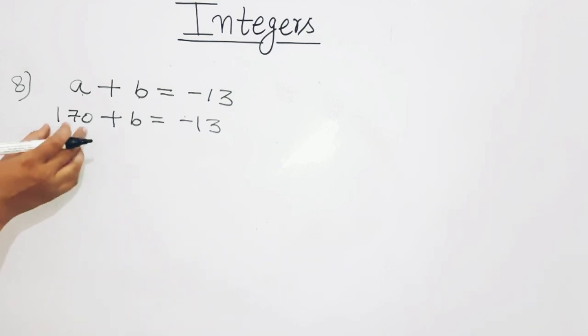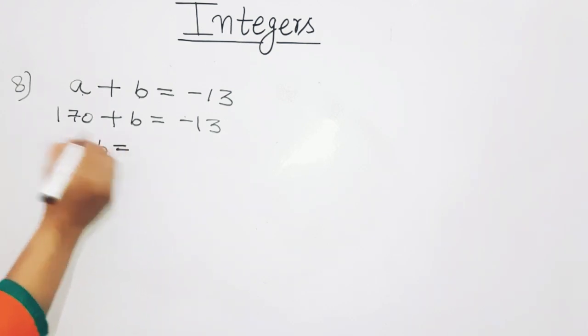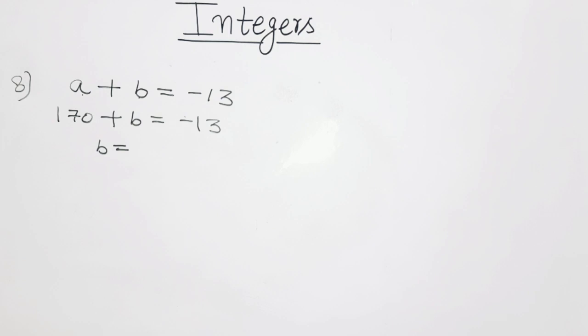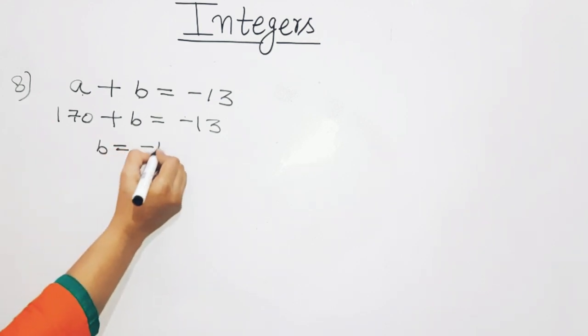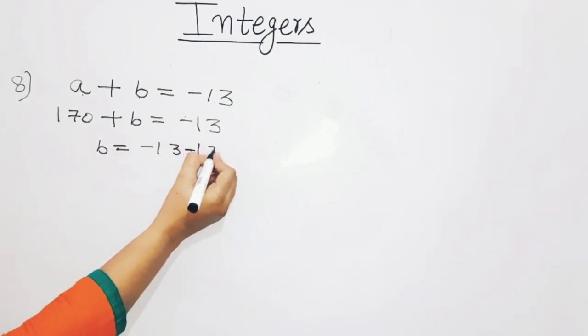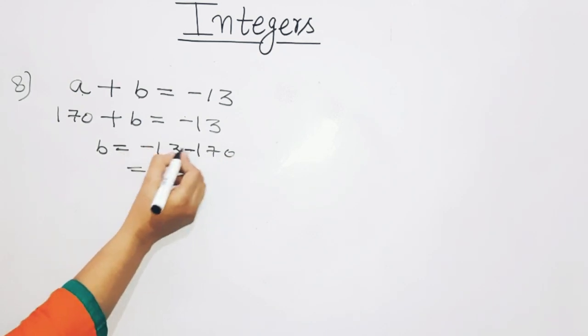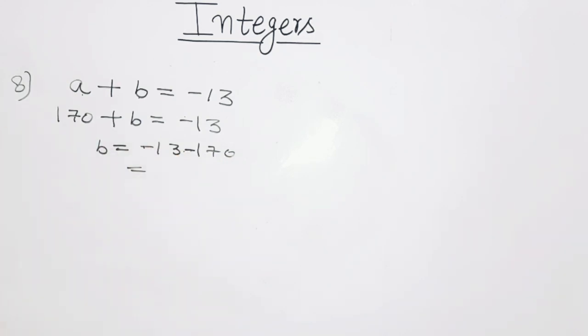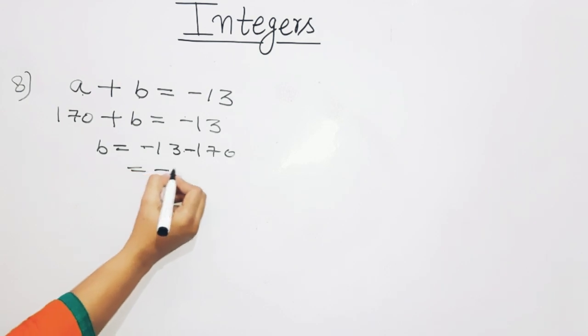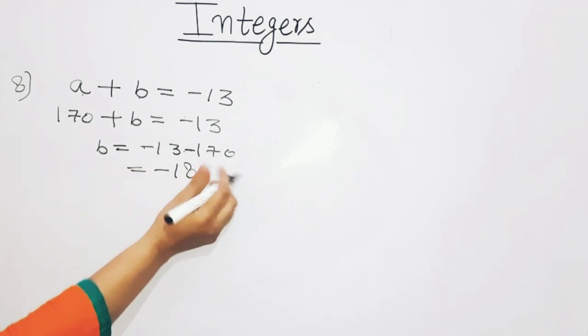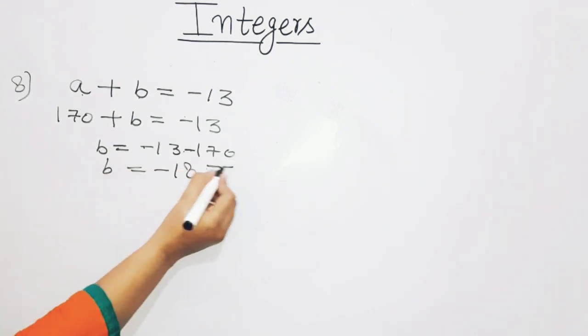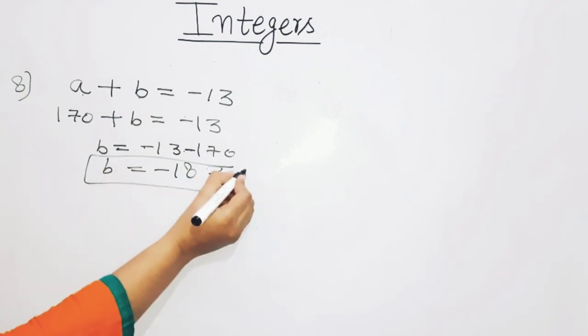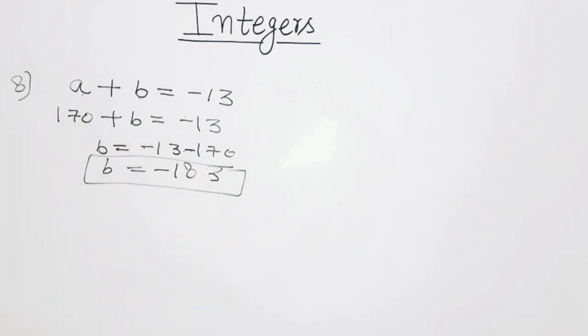So this 170 is positive. When it goes to the right hand side, what will be the sign of this 170? Please reply to me in the comment section. Yes, the sign will change to minus 170. And minus minus is plus, and the sign of the negative is applied, right? So the value of b is minus 183. Clear, students?